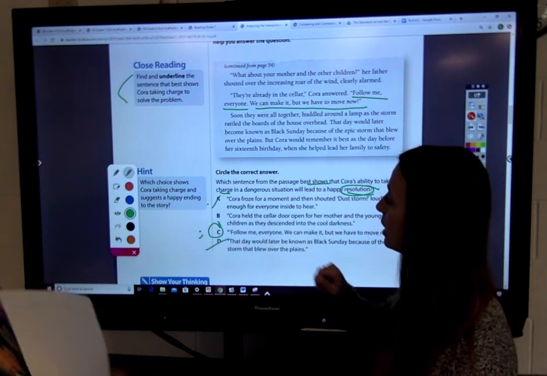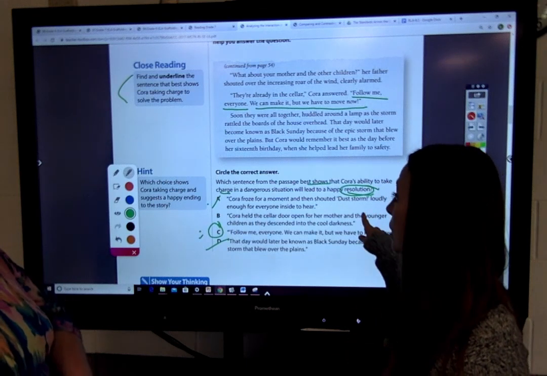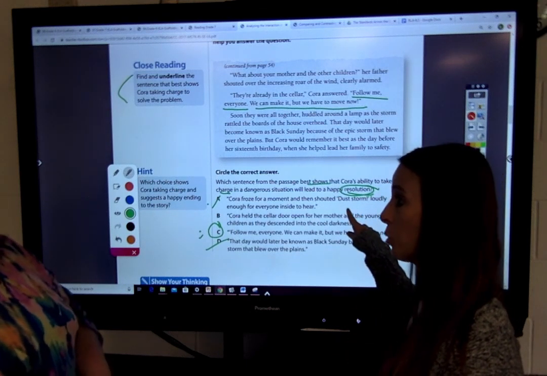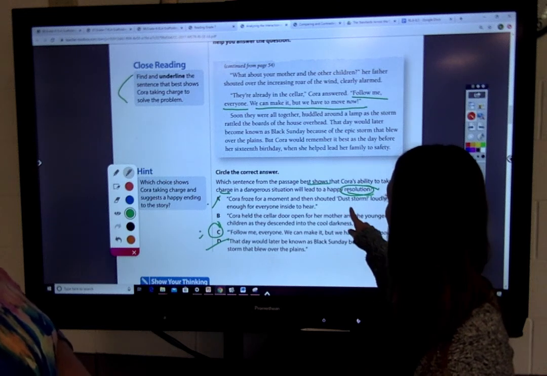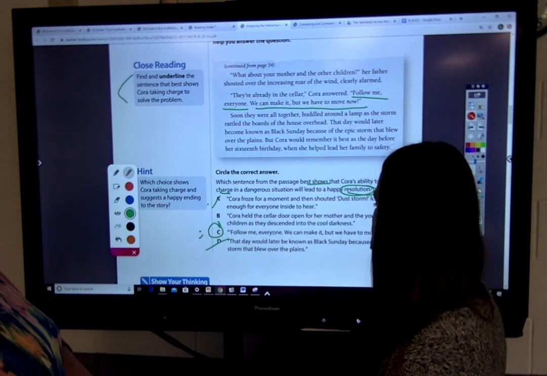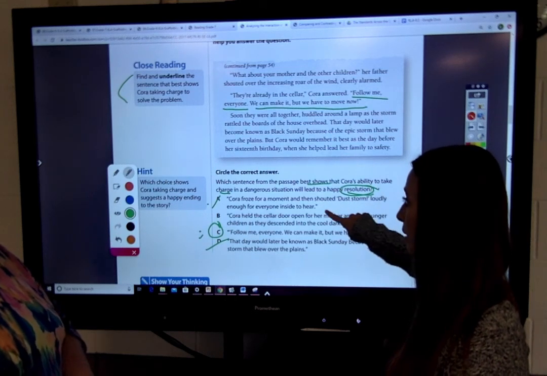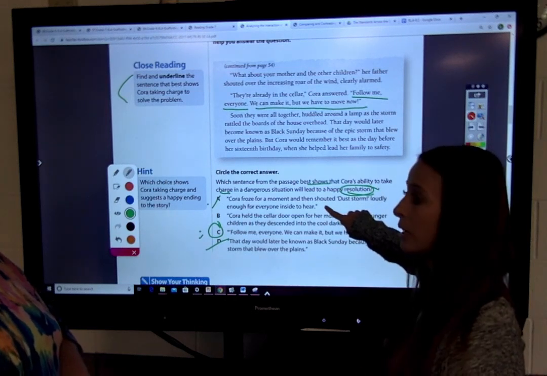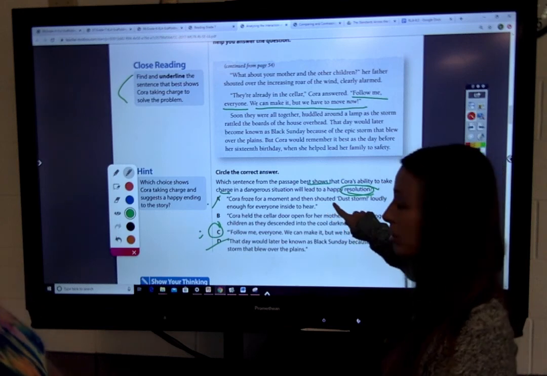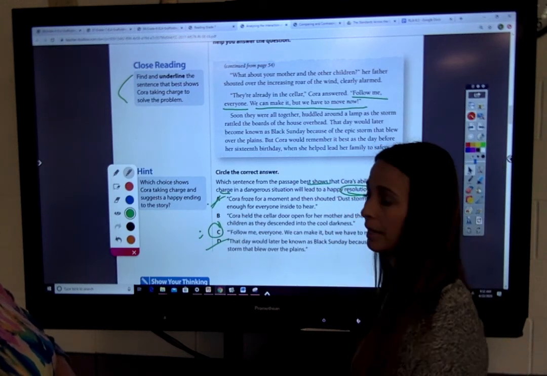Now, A. A lot of times I have students that want to say A, because she is taking charge. She shouts dust storm. Yes, she's taking charge there, but do you see anything about a happy resolution here? I don't see the resolution, the solution, I don't see them being safe here. She's just yelling it. It's just where she says something. There's no solution. So yes, she's taking charge, but it has to be C.